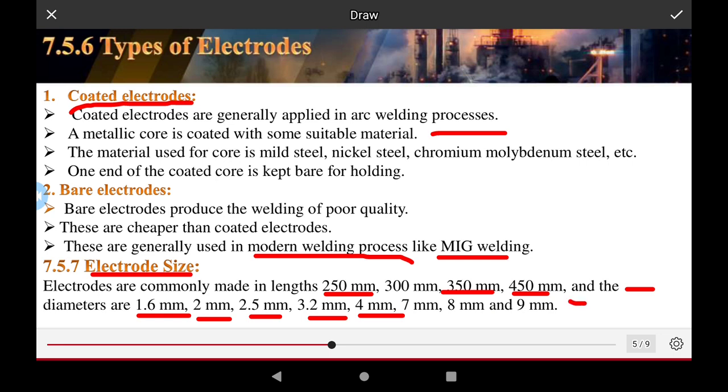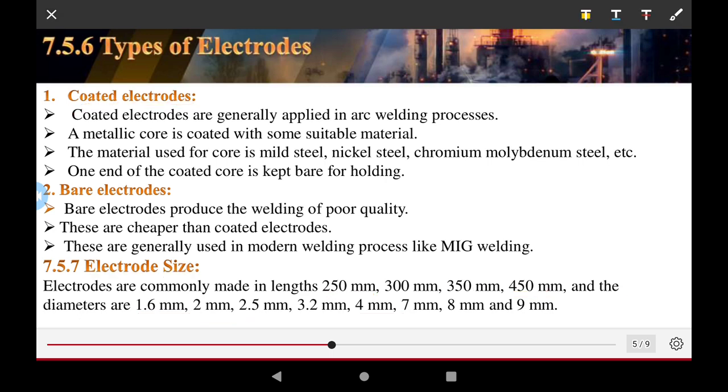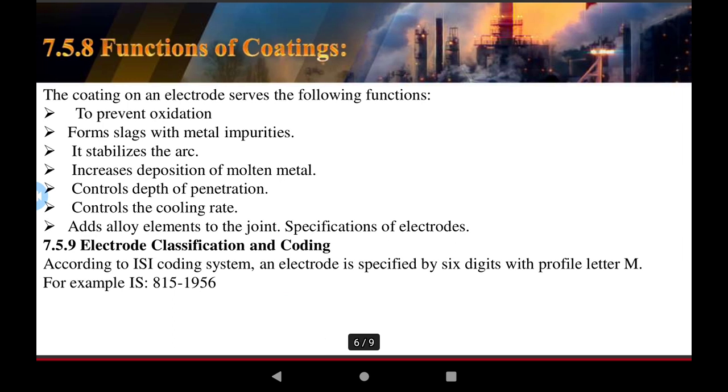This is the increase of the diameter with the length. The diameter of the electrode depends on the length of the electrode. And now, the application of the electrode: function of the coating.